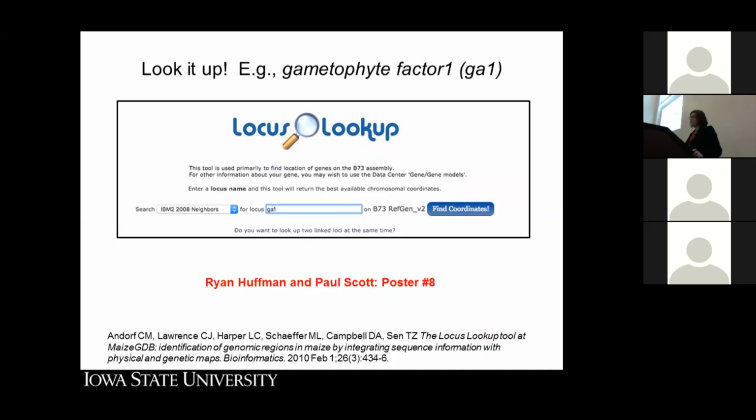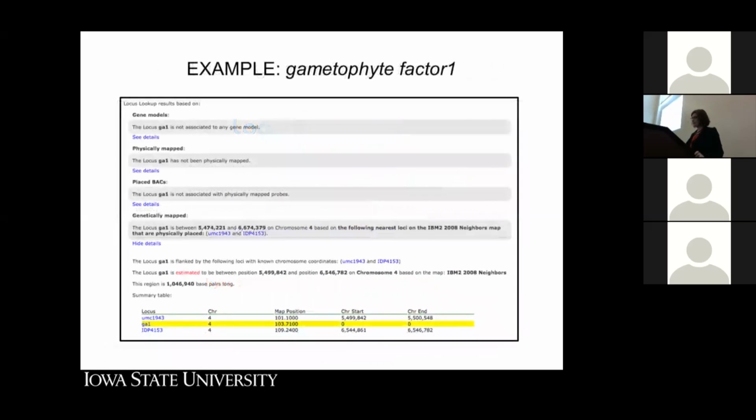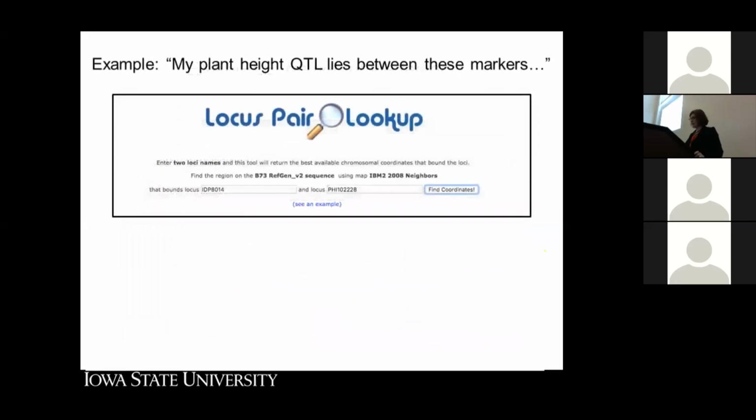So for Locus Lookup, I want to know what is the genomic region that might contain this gene, GA1. What gets returned to me is an answer that says there's not a gene model associated with GA1. It's not been physically mapped. It's not in a BAC that we know of. It has been genetically mapped, and here are some markers on either end. And then I have this at the end that tells me exactly where it's placed.